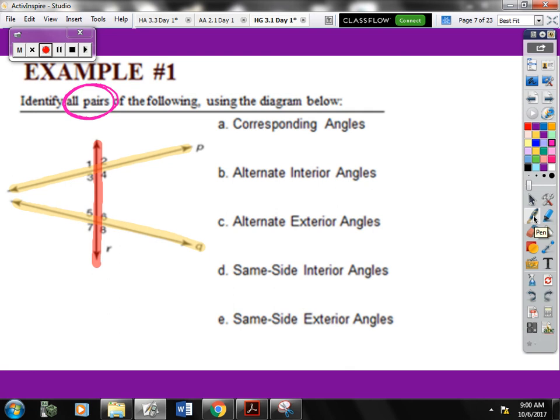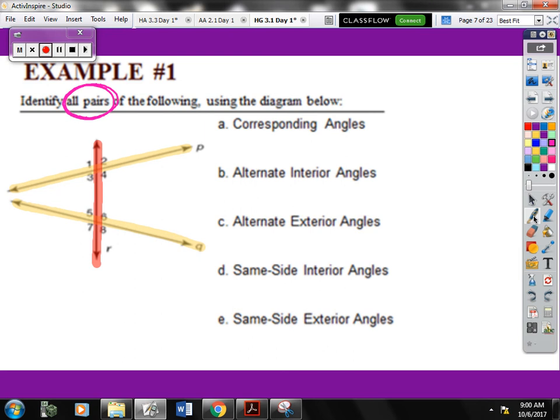Okay, so whenever it says interior, that means inside, in my case, the yellow lines. If it says exterior, that will mean outside of my yellow lines. And then the transversal, if it says alternating, that'll mean it's going on opposite sides of the red line. If it says same side, it's the same side of the red line. So if the colors help, go for it.